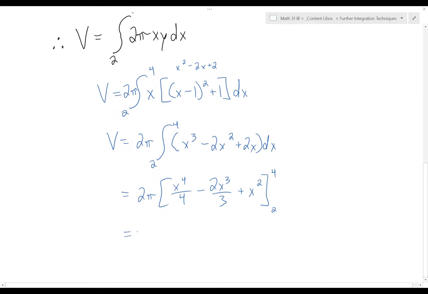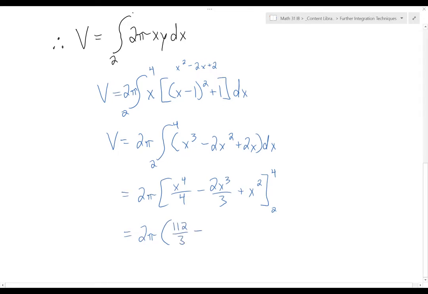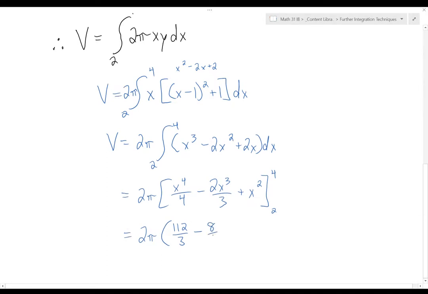So if I evaluate that at 4, so 4 to the power of 4 over 4 minus 2 times 4 cubed over 3 plus 4 squared all ends up being 112 over 3. And when I plug a 2 in there, 2 to the power of 4 over 4 minus 2 times 2 cubed over 3 plus 2 squared, I get 8/3.